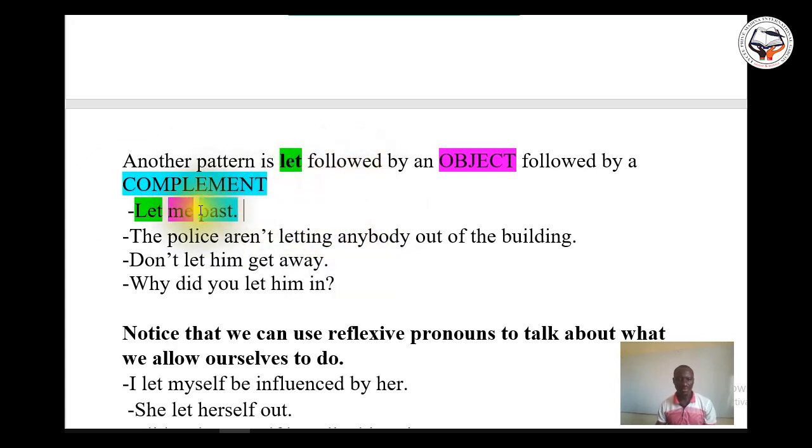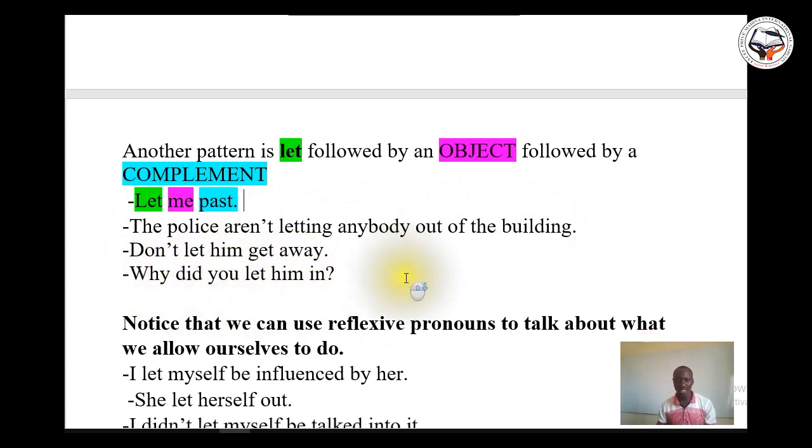Another pattern is let followed by an object followed by a complement. Let me pass. It's very simple. The policemen aren't letting anybody out of the building. I don't let him get away. Why did you let him in?